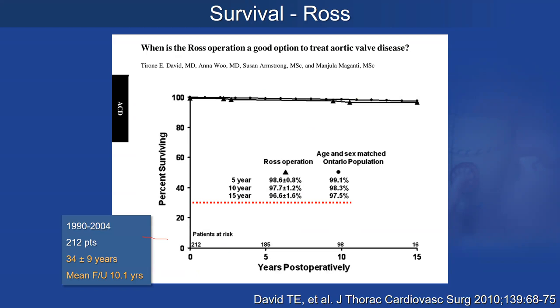This is another study from Dr. David in Toronto, his series of 200 patients. The mean age is 34. The mean follow-up is 10 years. And you can see that survival is exactly identical to the Ontario age and gender matched population at 15 years.